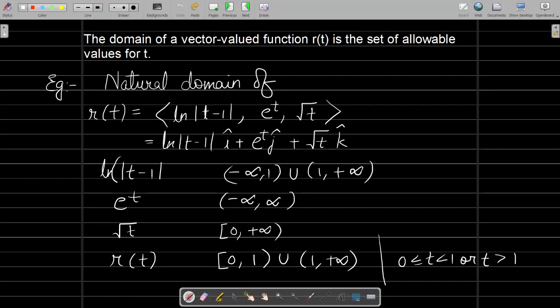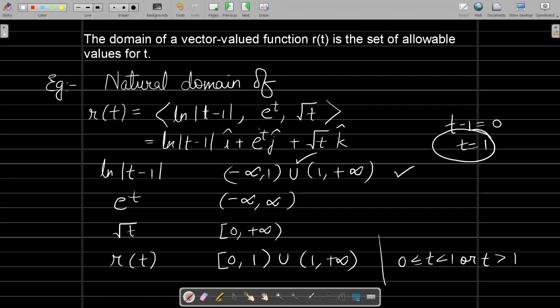Now mod t minus 1 always takes positive values. So log is defined for all those values except when t minus 1 becomes 0. So t minus 1 equal to 0 means t equal to 1. So log mod t minus 1 is defined for all values of t except for t equal to 1. So you just remove t equal to 1 from the real line. So minus infinity to 1, union 1 to infinity. This is the domain of log mod t minus 1.